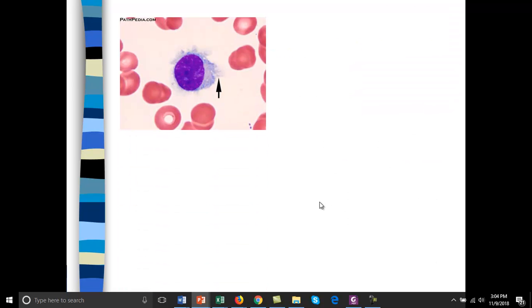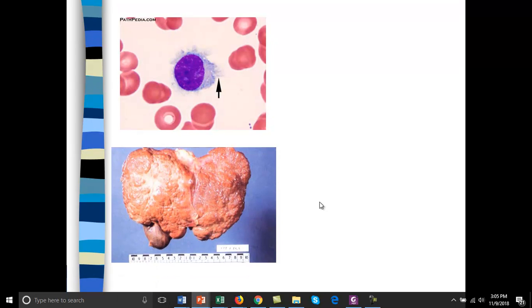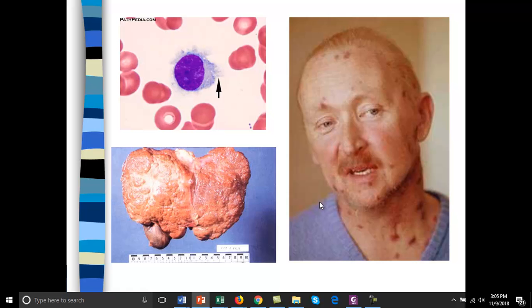Okay, this is hairy cell leukemia. This is hepatitis. Hepatitis C is a type of hepatitis, and you can see that the liver has become swollen and cirrhotic. So it's basically the tissue is non-functional. And here's an AIDS patient that has Kaposi sarcoma, and you see these lesions. These are actually cancerous lesions on the patient's face and neck.